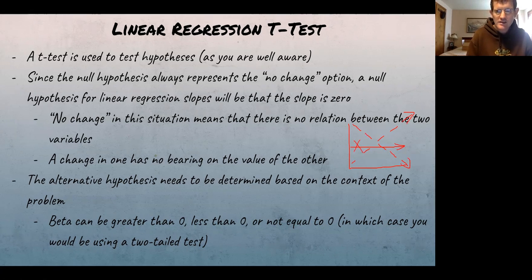In which case, we would be using a two-tailed test because we're not sure if it's a positive or a negative slope, but we are feeling pretty strongly that it's not 0 slope. There's some kind of an association. So we have to make that decision based on the problem and the context. And so we will think through that as we go through 2 examples today.